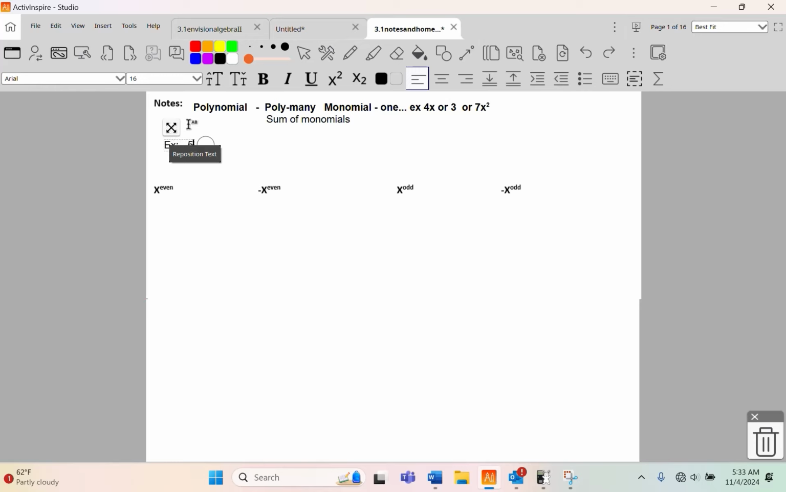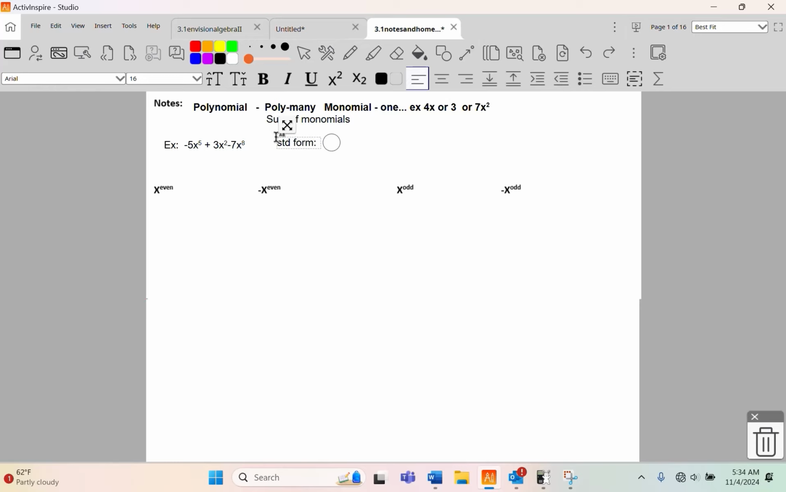And we're going to put it out of order. Negative 5x to the fifth plus 3x to the second minus 7x to the eighth. If I can type. Now, there's an example of a polynomial. It is not in standard form.